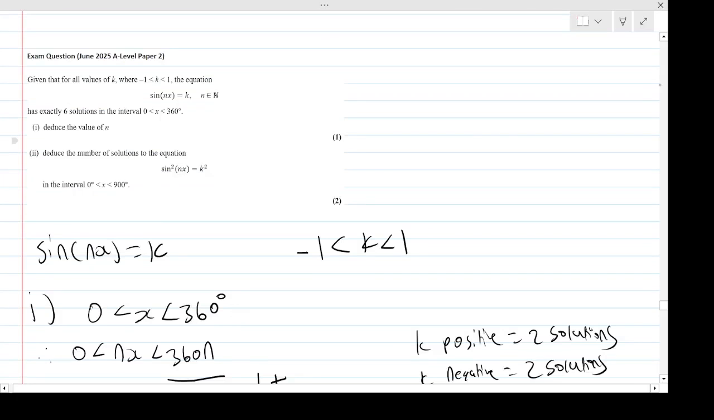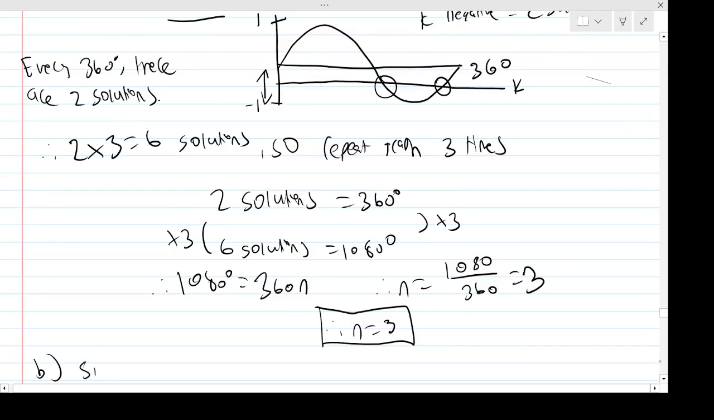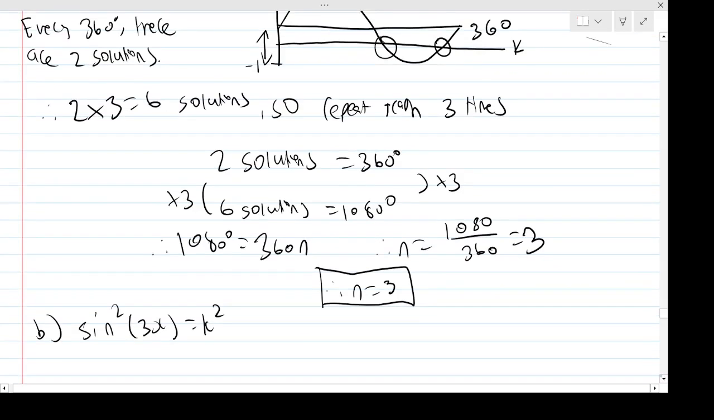Then we are told, deduce the number of solutions to the equation sine squared of nx is k squared in the interval 0 to 900 degrees. Okay, so if I write that down, we have sine squared of nx, and actually we know n is 3. So that'd be sine squared of 3x is equal to k squared between 0 and 900 degrees. Now, it didn't say to find these solutions, it just said how many solutions there are, the number of them. That's all we need to find.